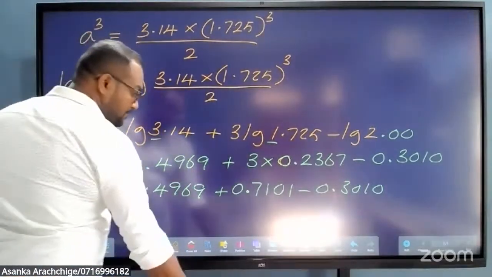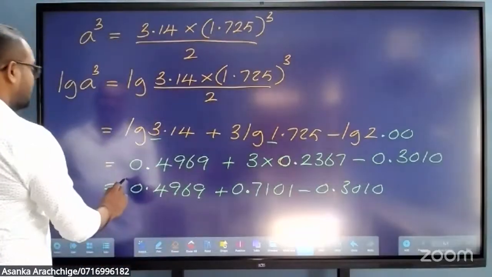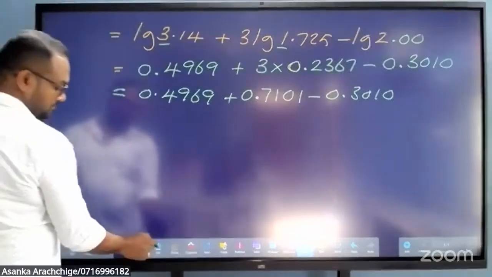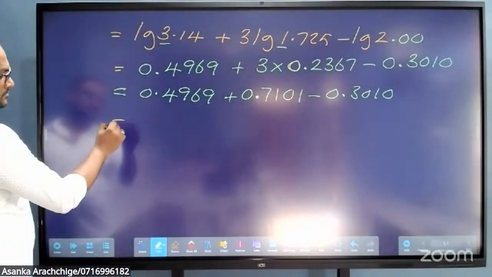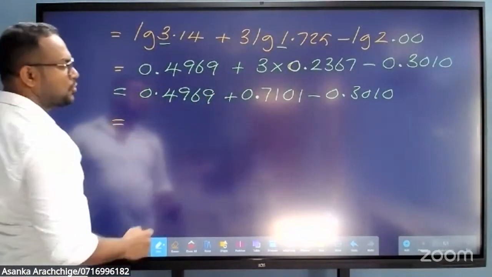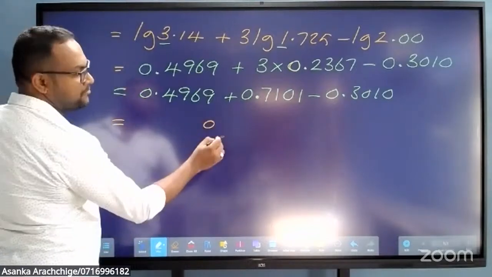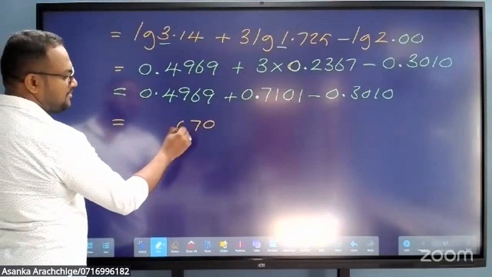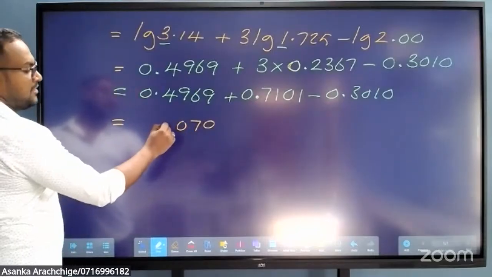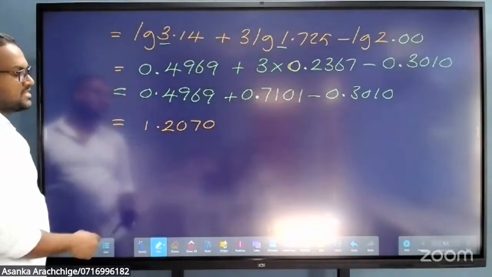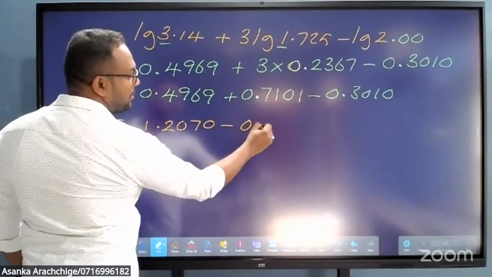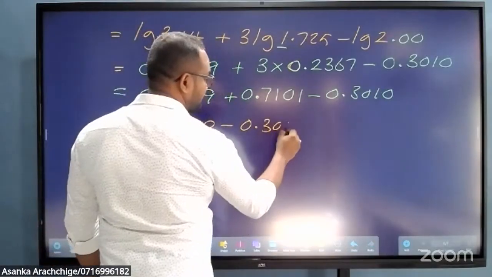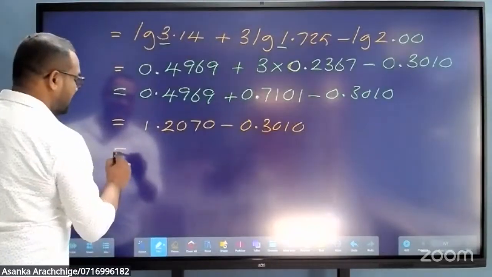Right. Then we can simplify further. Add the two positive values: 9, 1, 10; 6, 0, 6, 1, 7; 9, 1, 10; 7, 4, 11, 1, 12. 1 remaining, it comes 0. Minus 0.3010. Now subtract.